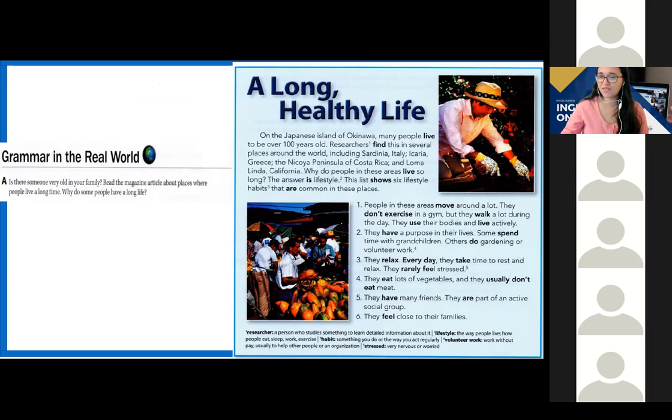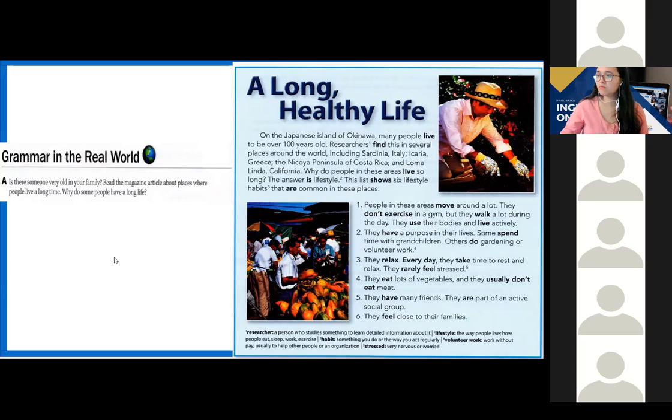Okay, there you have some examples of the simple present, right? We have don't, for example, don't exercise. We have the verb live. We have the verb find. We have shows. There are a lot of verbs. So let's move on. I don't know if there is any doubt with a word, any word, for example, that maybe you don't know. Or everything is clear.